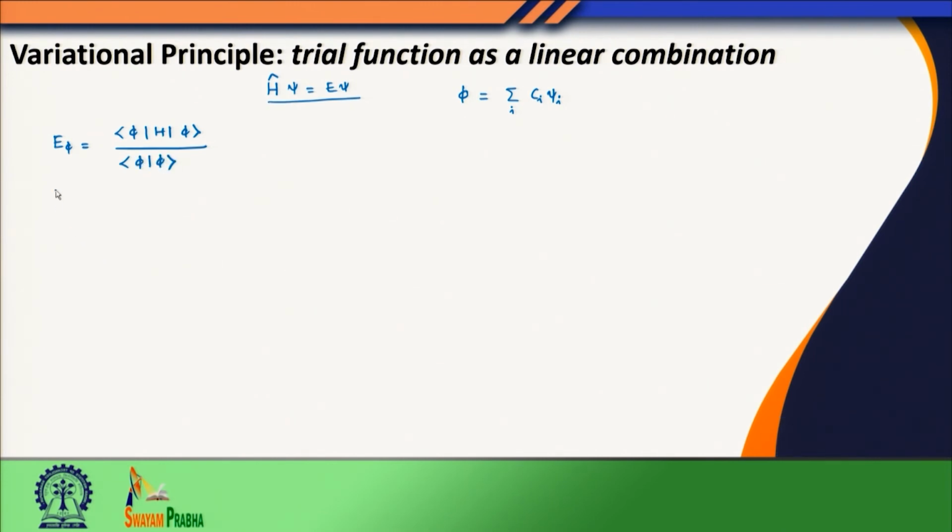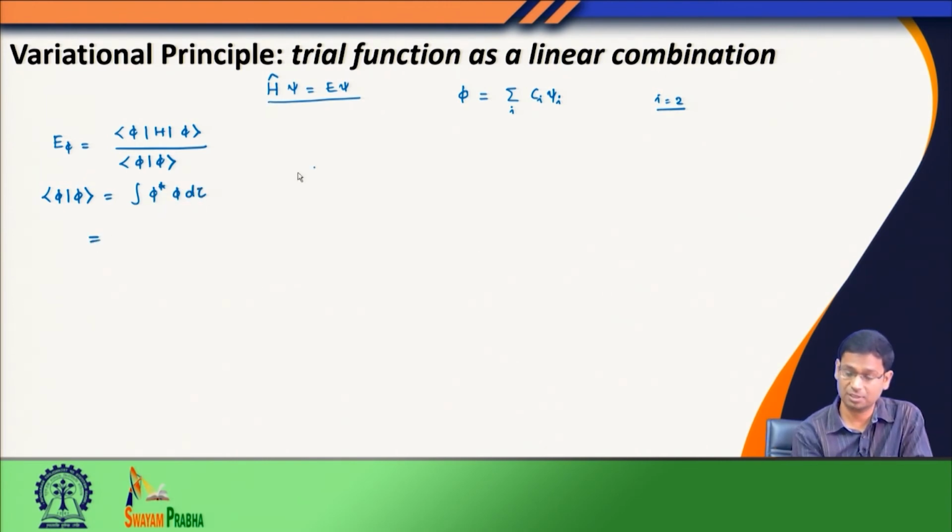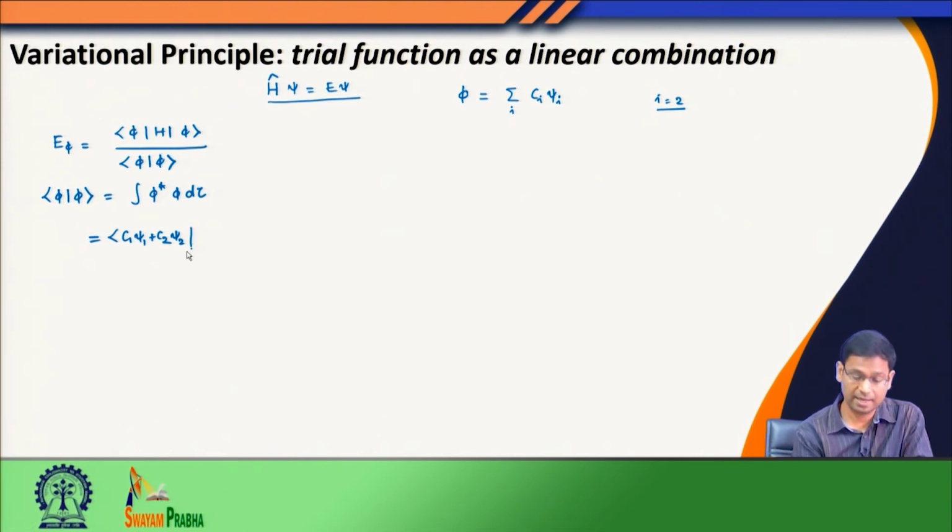let us first evaluate phi, and while doing this, let us say we are restricting our discussion to i equals 2, just for the sake of simplicity, but we can generalize that further. So, this is simply the integral of phi star phi d tau. So, what is phi star? In this case I can simply use the bracket notation. So, you see C 1 psi 1 plus C 2 psi 2 is in the bra side. The ket has again the same function.